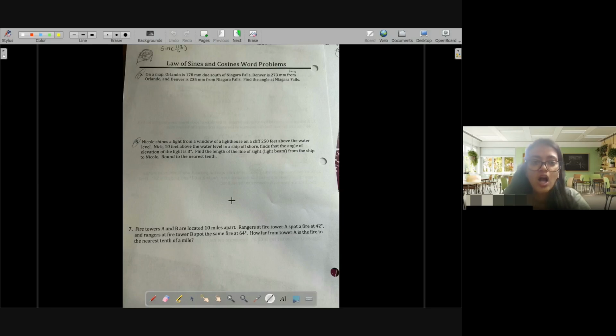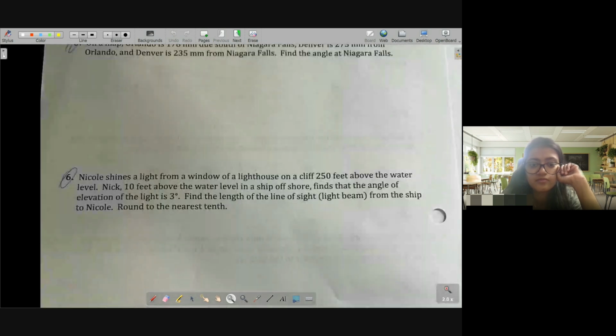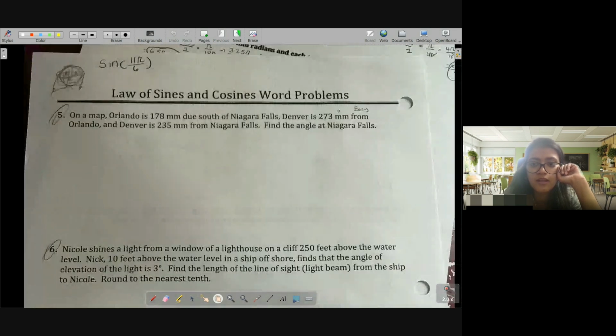So it says on a map, Orlando is 178 millimeters due south of Niagara Falls. Denver is 273 millimeters from Orlando. And Denver is 235 millimeters from Niagara Falls. Find the angle at Niagara Falls. Okay. I see this written here, easy.